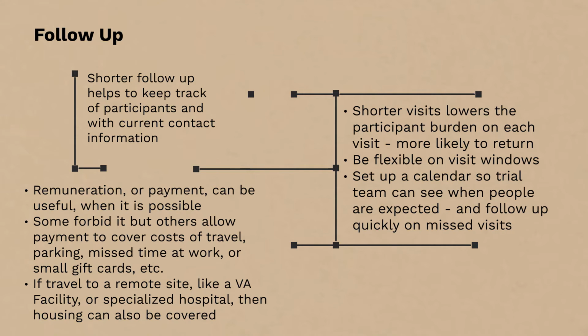If you need to travel to a remote center like a VA facility or a specialized hospital, then housing and travel is often covered in the budget, and that is okay. Maybe food, maybe their time, similar to the concept of jury duty, where you may be paid for your time, but certainly not in a sufficient manner that would entice you to participate in the study. So be careful about offering remuneration, or payment, and check with all applicable funding agencies and your institution about what the guidelines are on how to do that.